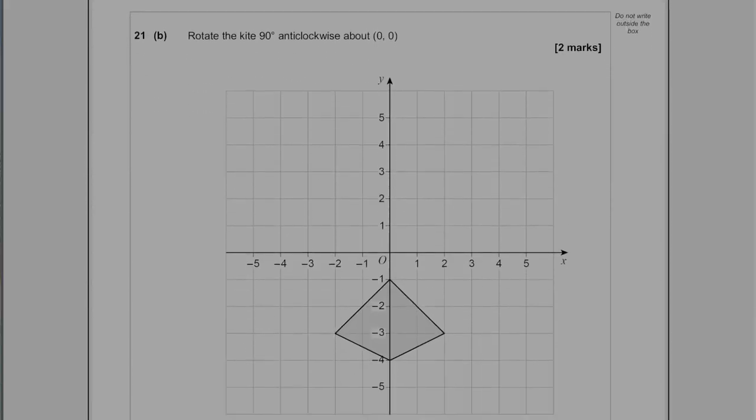Rotate the kite 90 degrees anti-clockwise about the point 0, 0. So anti-clockwise is going to be this way. So this point here is going to move 90 degrees, so that would move to there. This point here would go 3 across 2 up, 3 across 2 down. So the point would go to there. That point would go to there, that point would go to there, and then that point would go to there. So that's going to be my 90 degrees anti-clockwise.